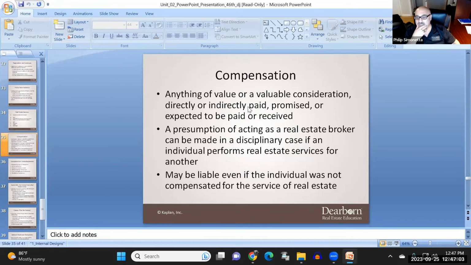Compensation. What's the definition of compensation? Anything of value or valuable consideration, directly or indirectly paid, promised, or expected. It can just be expected to be paid or received. A presumption of acting as a real estate broker can be made in a disciplinary case if an individual performs real estate services for another. For example, if you don't have a license and your neighbor asks you to help sell their house, and you knowingly help them sell it, you broke the law. Unless your name is on the deed, you cannot be involved in that transaction without a license.